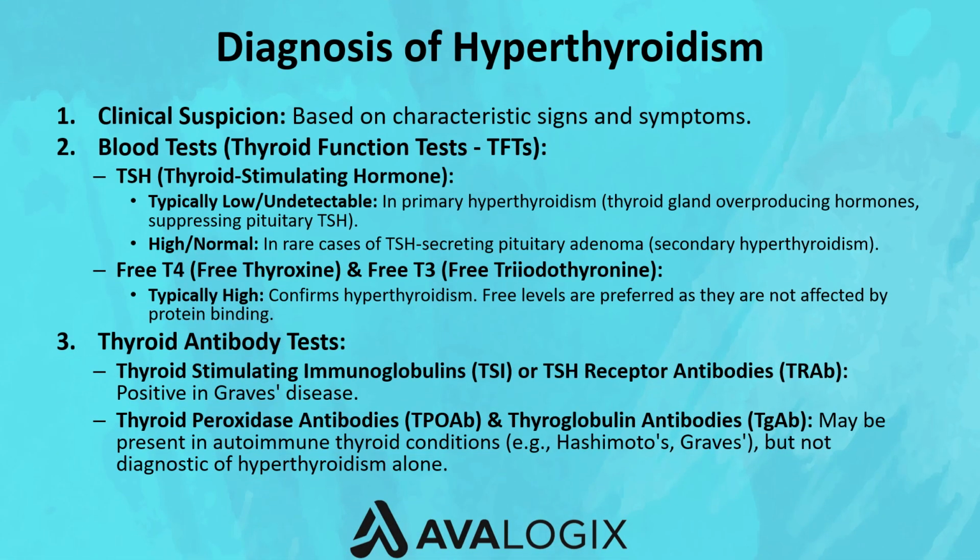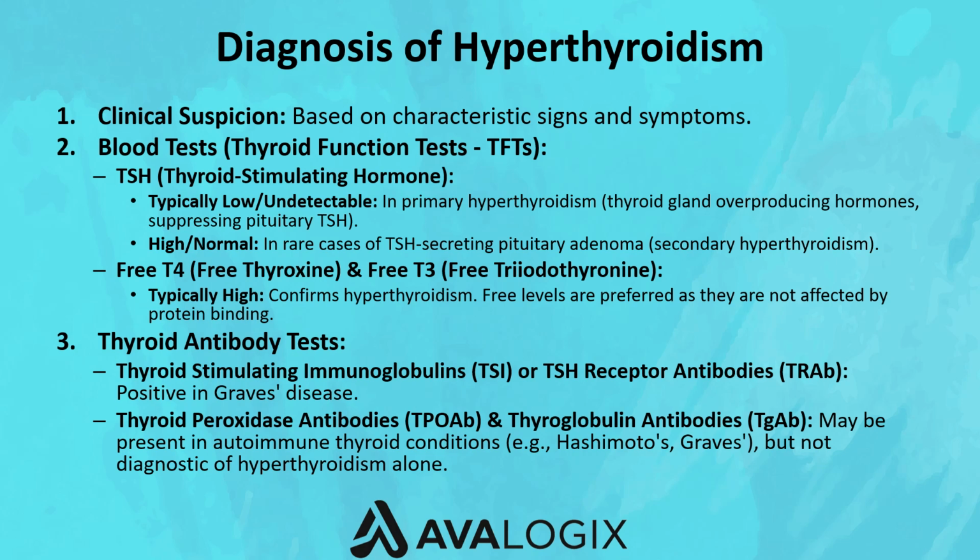When hyperthyroidism is suspected based on clinical signs, we confirm it through thyroid function tests or TFTs. First, we check TSH. In primary hyperthyroidism, TSH is typically low or undetectable because the pituitary senses the high thyroid hormone levels and shuts off TSH production. If TSH is high, that suggests a pituitary problem like a TSH-secreting adenoma.